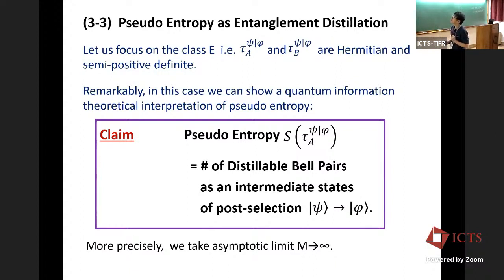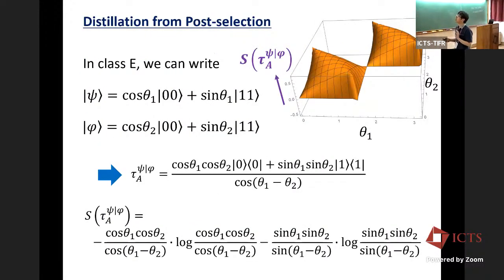And remarkably, in this case, we can show a very nice quantum information theoretical interpretation of this quantity. In this case, this quantity is guaranteed to be real and non-negative, so there is no imaginary part. And in that case, we can interpret it as the number of distributable Bell pairs in the intermediate states between psi and bar phi in the post-selection procedure. Basically this derivation is the same as what I mentioned about the well-known fact of LOCC, and I can just quickly mention this.